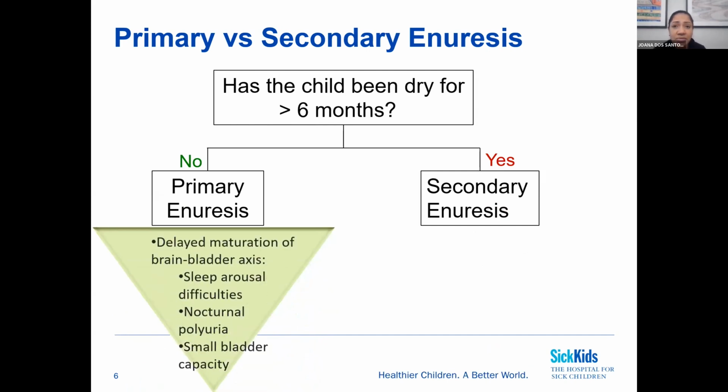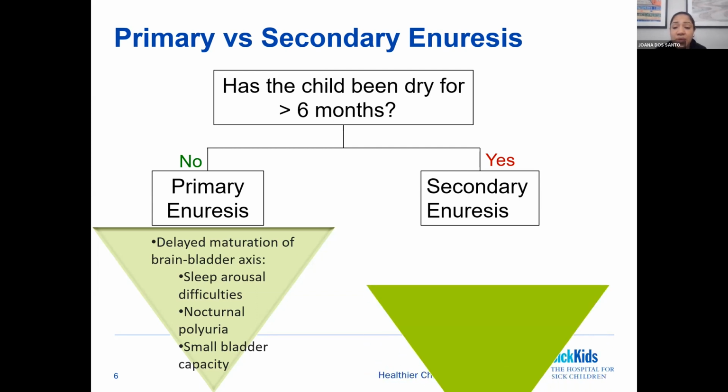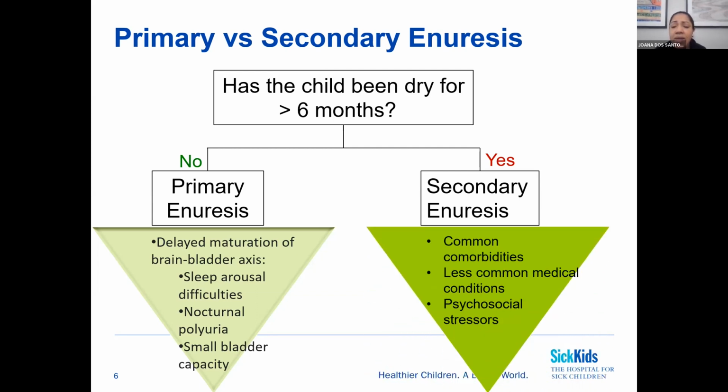Primary enuresis, as Dr. Young just discussed, happens due to a delayed maturation between the brain and bladder axis. Those children have sleep arousal issues, nocturnal polyuria, and a small bladder capacity, while kids with secondary enuresis, we need to rule out common organic comorbidities, then less common but serious medical conditions, and psychosocial stressors.